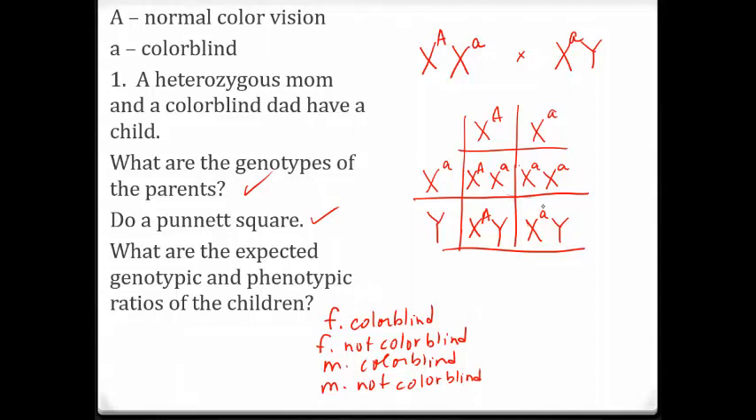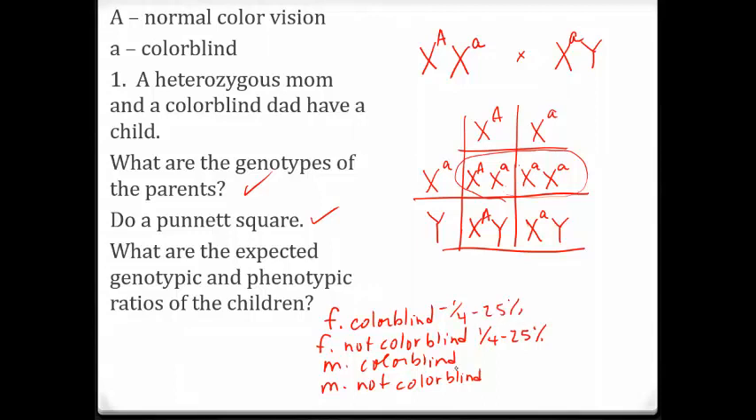So we only have 2 female boxes, these top 2, because we have XX and then this one's also XX. We have a big A with a little a, which means, according to our chart here, that big A is normal, so she's not colorblind. That's 1 out of 4, 25%. And then we also have female colorblind. That's 1 out of 4, or 25%.